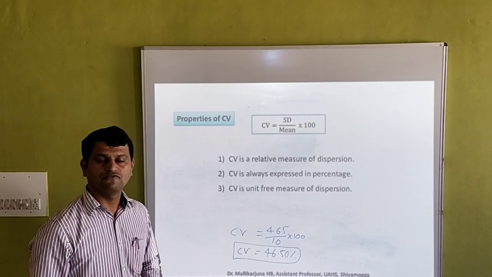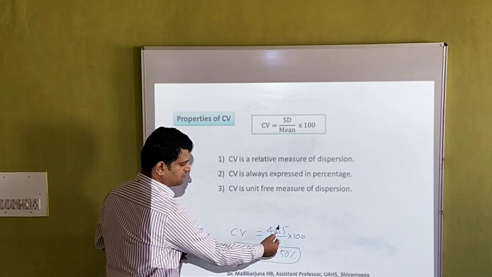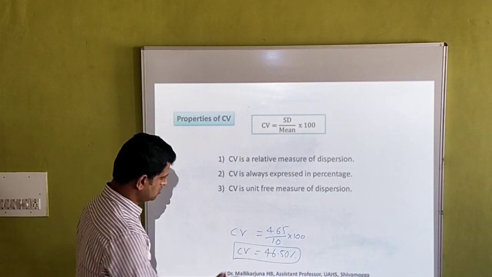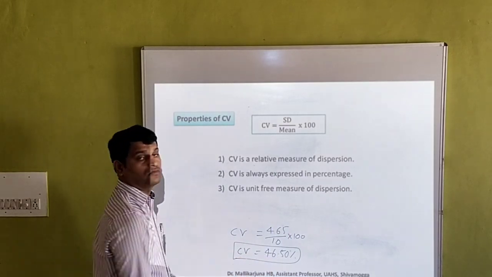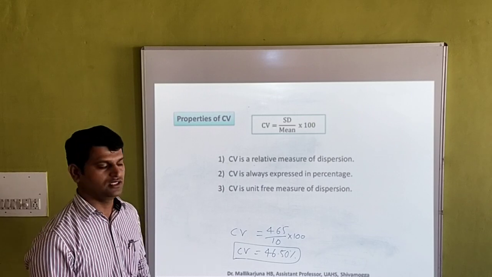CV is a unit-free measure of dispersion. Of course, for a set of observations, if the standard deviation is in centimeters and the mean is in centimeters, then at last there will be no unit. You only have to express it in percentage.